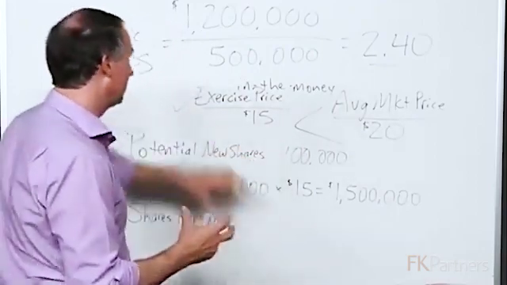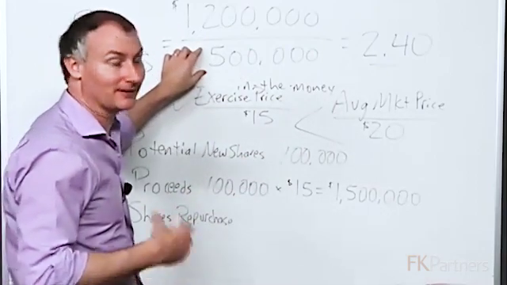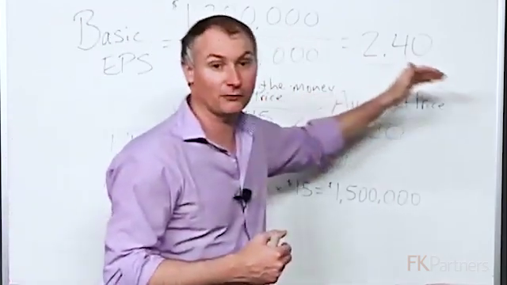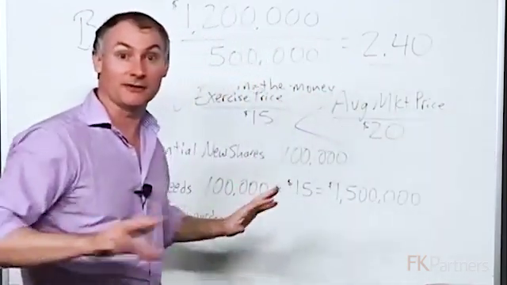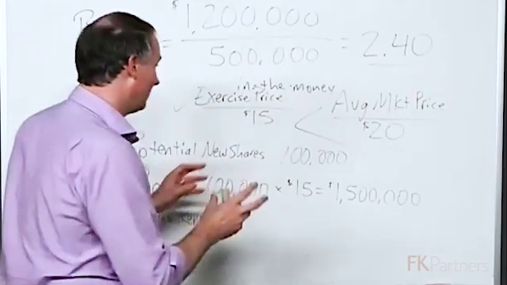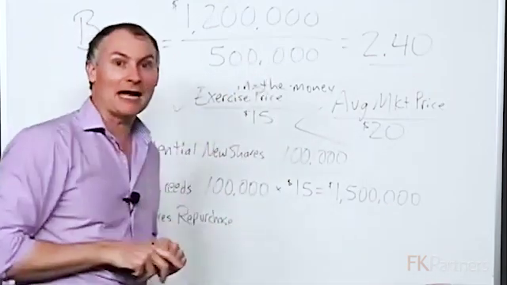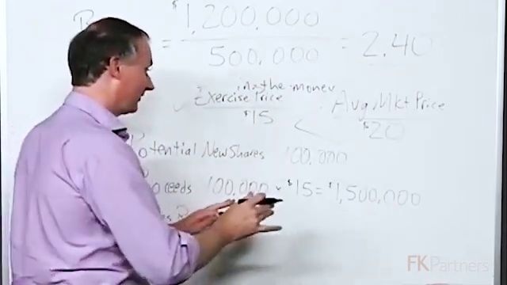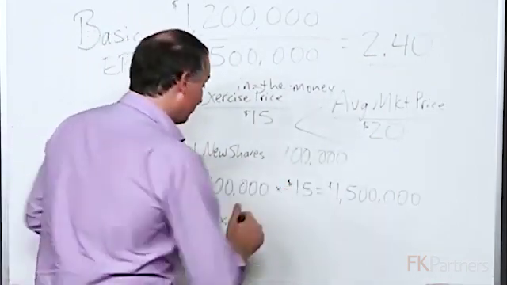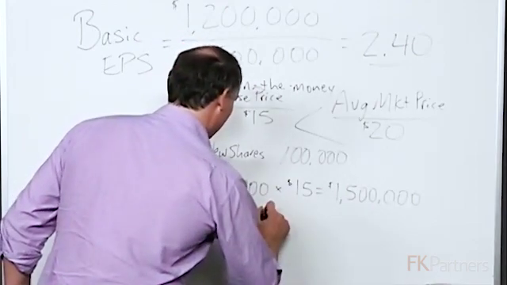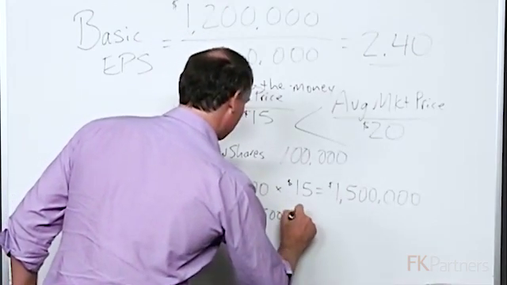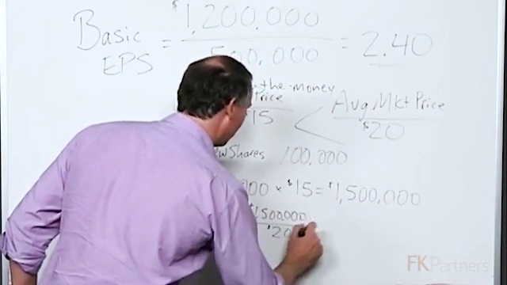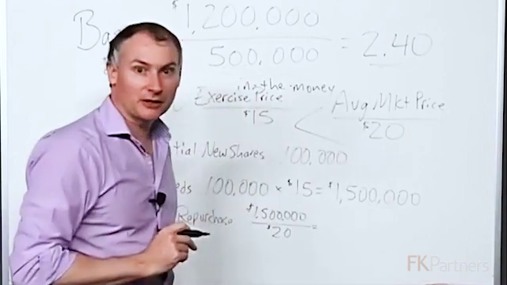We don't want to add all 100,000 of these shares to the denominator, because then the number is going to go all the way from $2.40 down to $2 even. So we want to figure out a way to try to minimize the impact to the denominator increase. So we're going to take the proceeds from the exercising of those options, and we're going to repurchase as many shares as possible at the average market price.